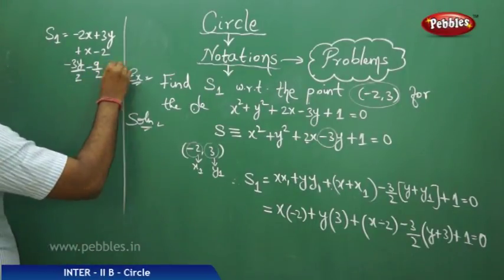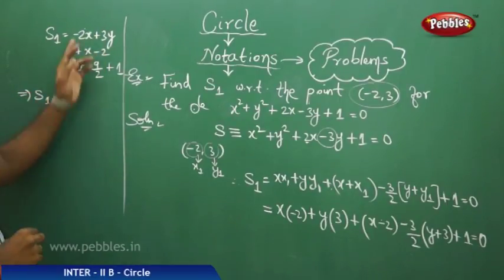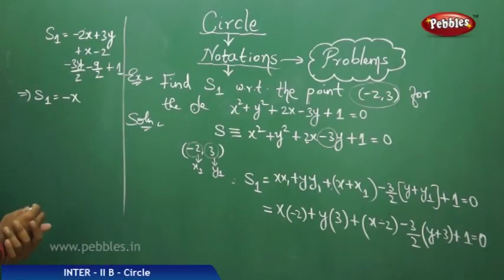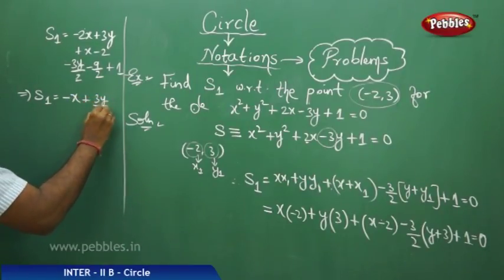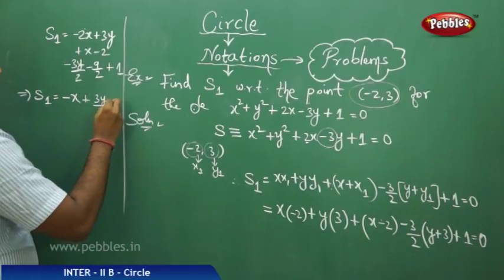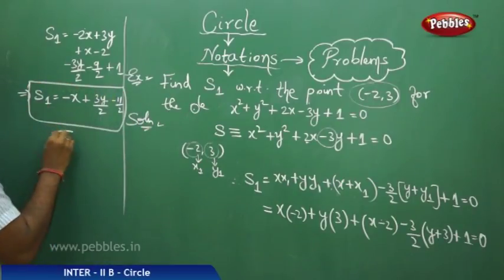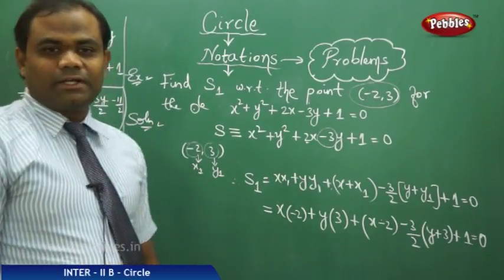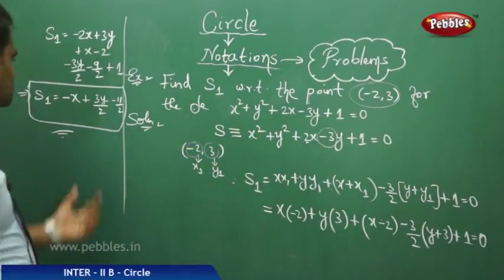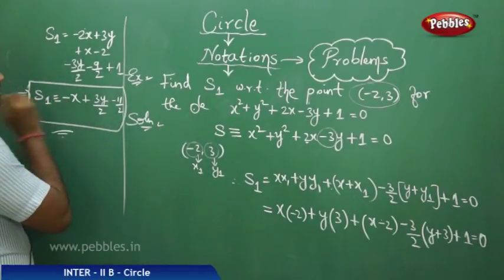Now this, on further simplification of x terms, gives us minus 2x plus x is minus x, and 3y minus 3y by 2 is 6y minus 3y. So this is plus 3y by 2, and this is minus 2 plus 1, which is minus 1, and minus 9 by 2, giving minus 11 by 2. So therefore, this is the required value of S1. As we can clearly see, the circle, which is a second degree equation, reduces to a linear equation, that is S1. So we can see that clearly S1 is a straight line.